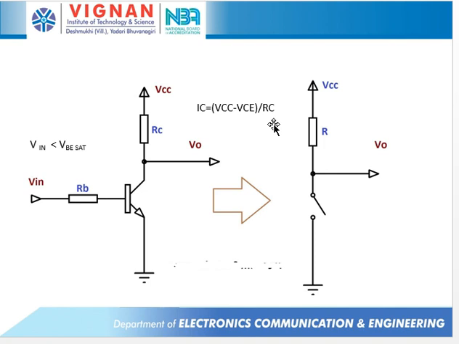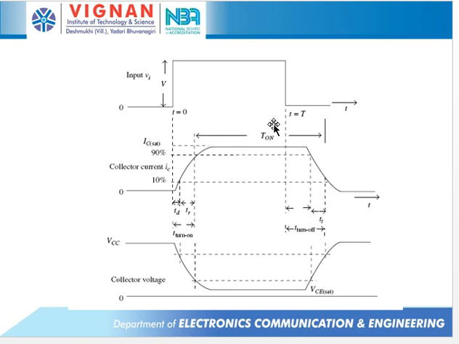Now you can identify these things from these graphs. In this graph we are identifying how much current we obtain when the device is on, how much current we have when the device is in off state, and what the collector potential will be. Those things you can clearly observe in this graph.